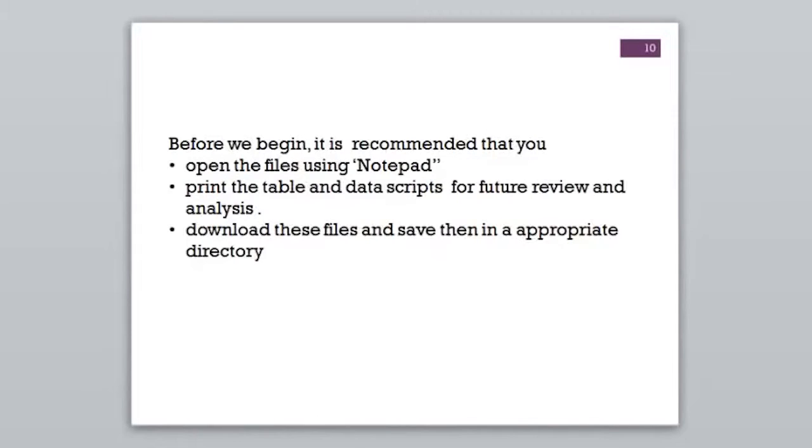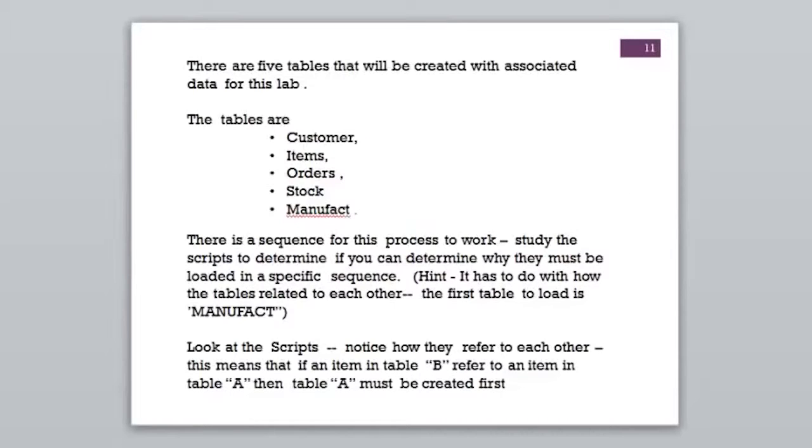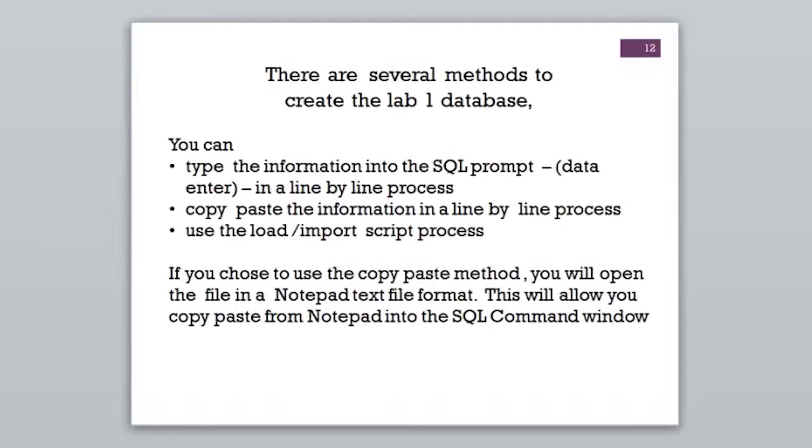It is important to begin with the fact that we recommend that you open all the files using Notepad, print the files, the data, for future review and analysis. You can also download these files and save them into some appropriate directory for your convenience. For this process, there will be 5 tables that will be created. There is the customer table, the orders table, the items table, the stock table, and the manufacturer table.